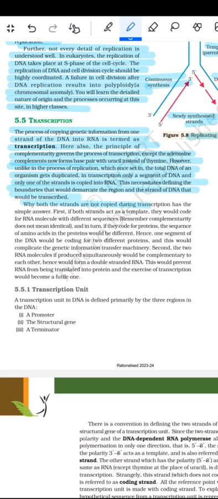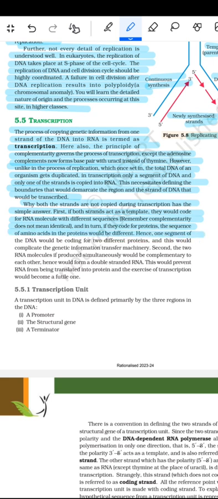Why both the strands are not copied during transcription has a simple answer. First, if both strands act as a template, they would code for RNA molecules, but with different sequences. Remember, complementarity does not mean identical, and in turn, if they code for proteins, the sequence of amino acids in the protein would be different.